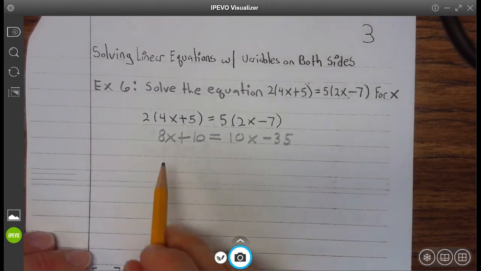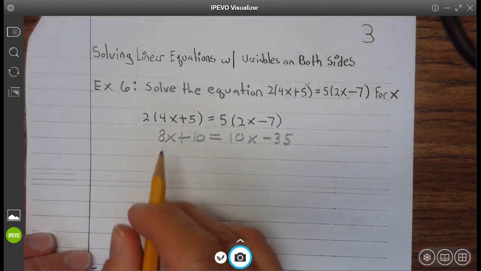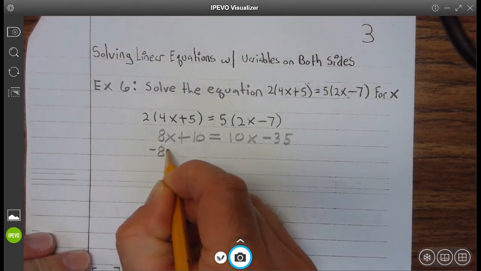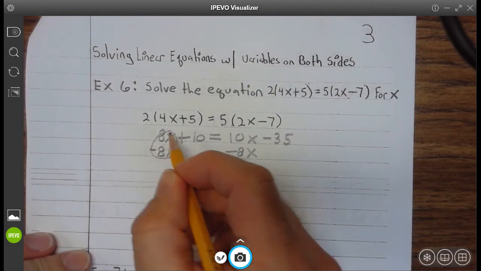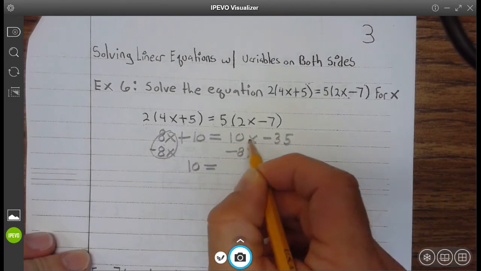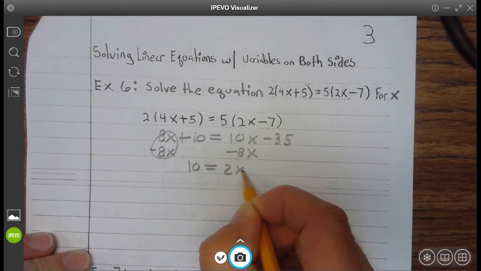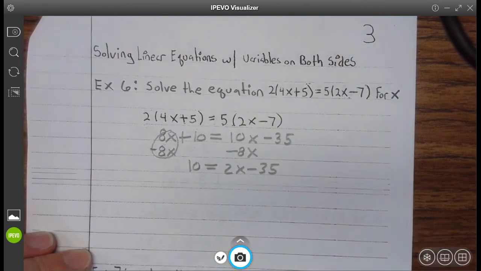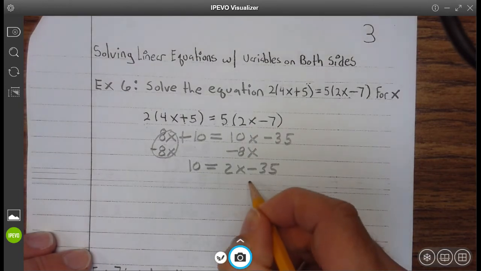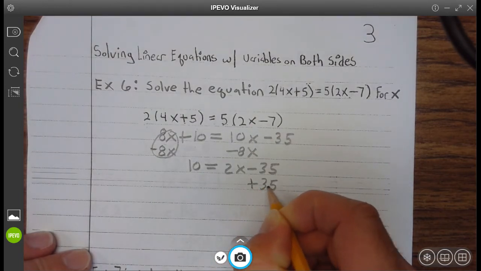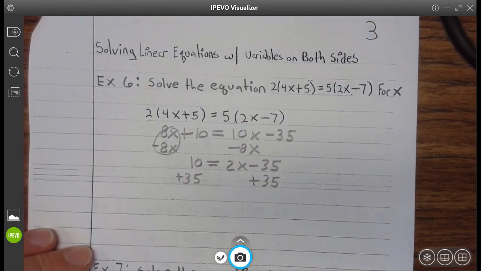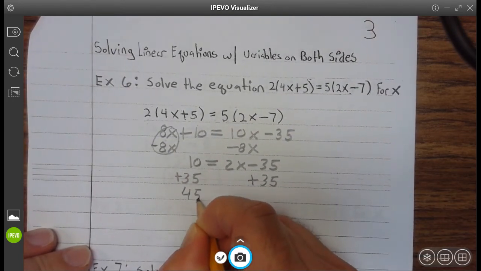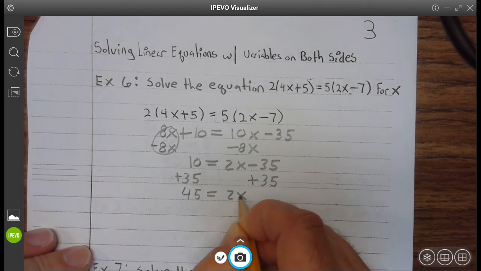All right, you look for the smaller x when there's x's on both sides. That's 8. So we're going to subtract 8x from both sides. 8x minus 8x is 0. So you get 10 equals 10x minus 8x, which is 2x minus 35. We're going to add 35 to both sides. 10 and 35 is 45 equals 2x.